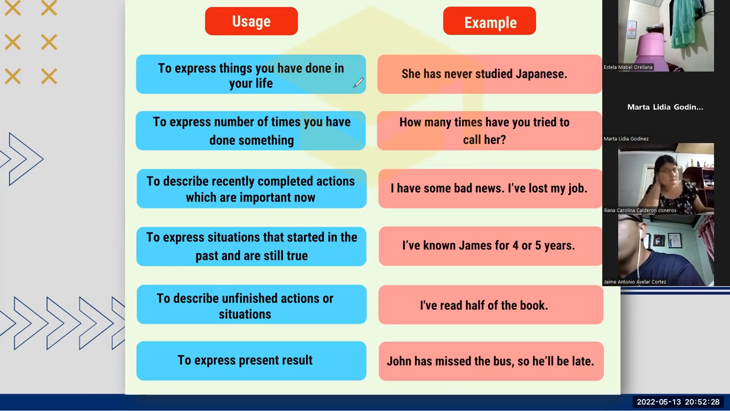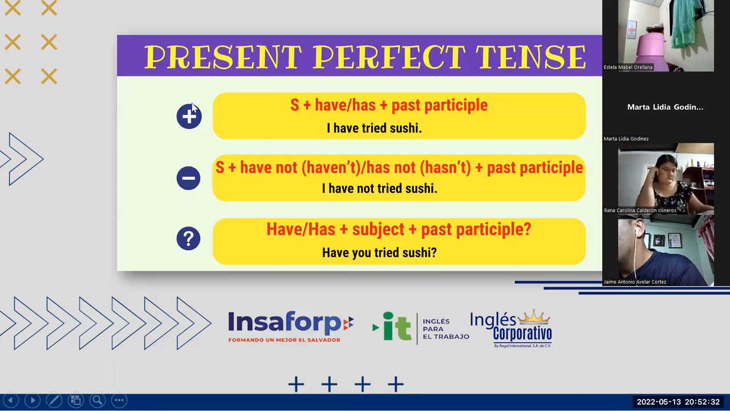No, okay. Let me go to the structure. This is the present perfect tense, okay? For now, I will go ahead and show it to you. The affirmative, the negative, and the interrogative. That's it, okay?